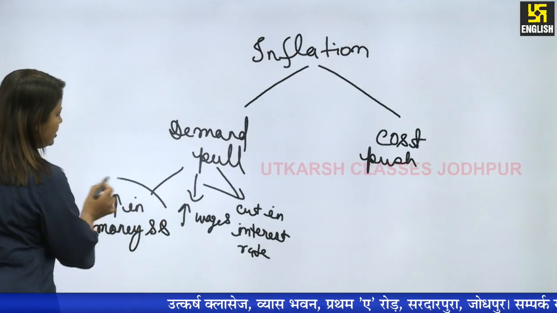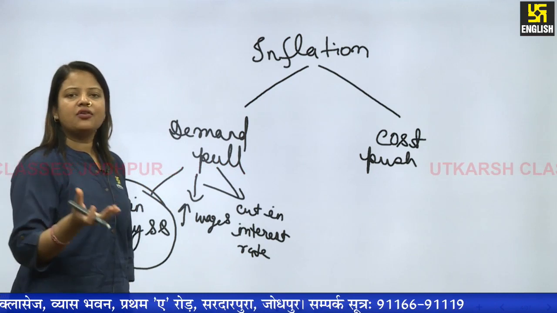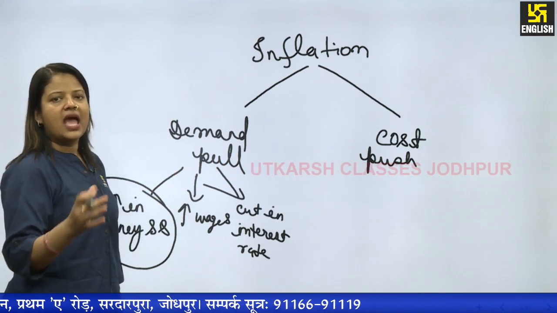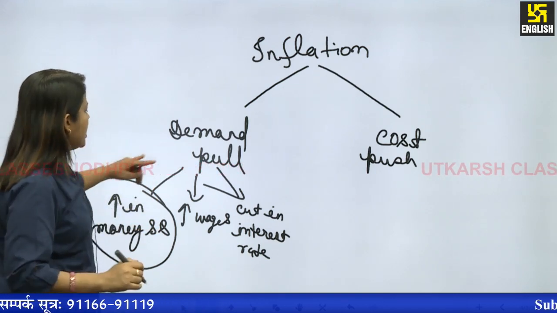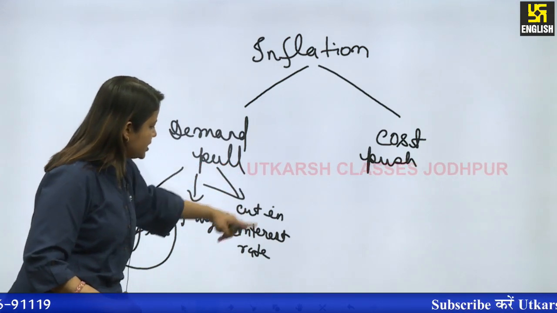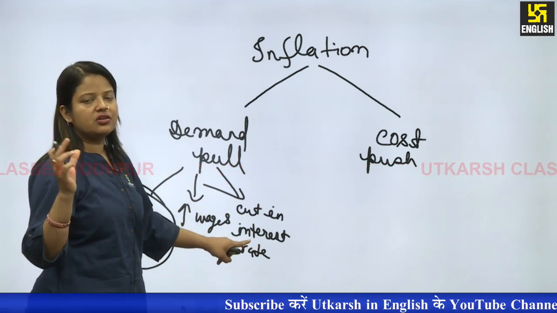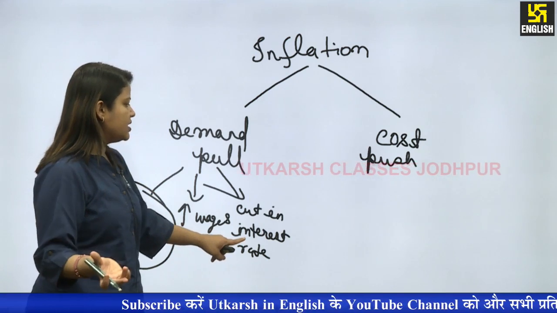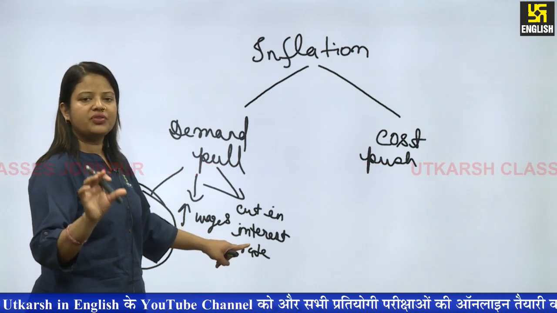What happens when there is an increase in money supply? The purchasing power in the hands of households increases, and they demand more goods than they used to demand before. And what happens when there is a cut in interest rate? When there is a cut in interest rate, the investment rate increases. The investment increases in an economy, and as a result of the increase in investment, the total demand of the economy increases.